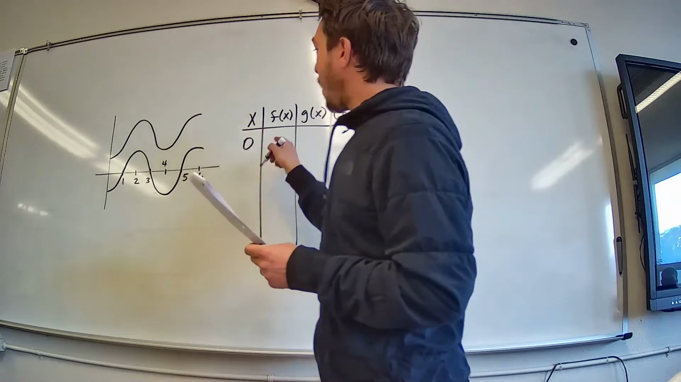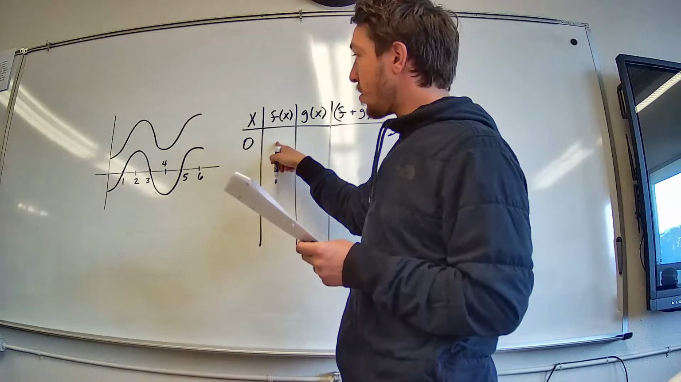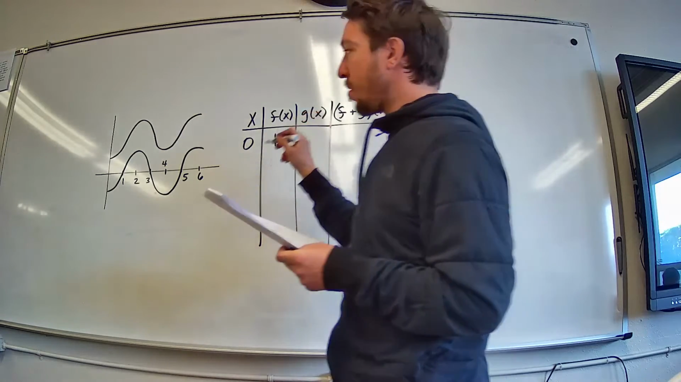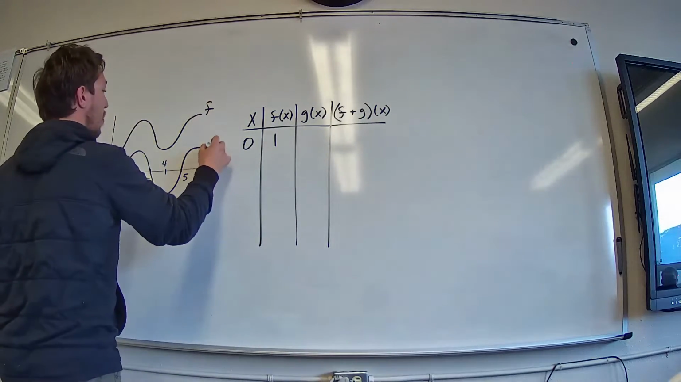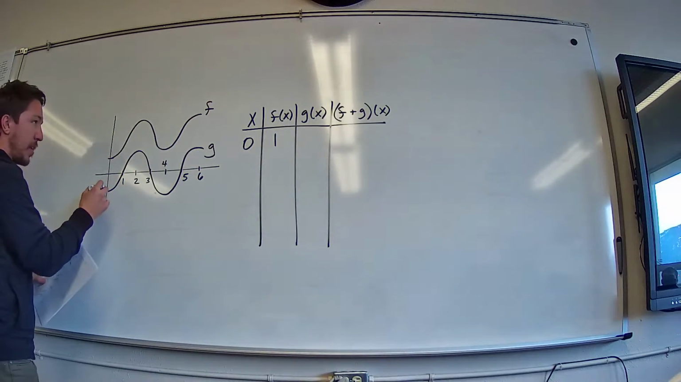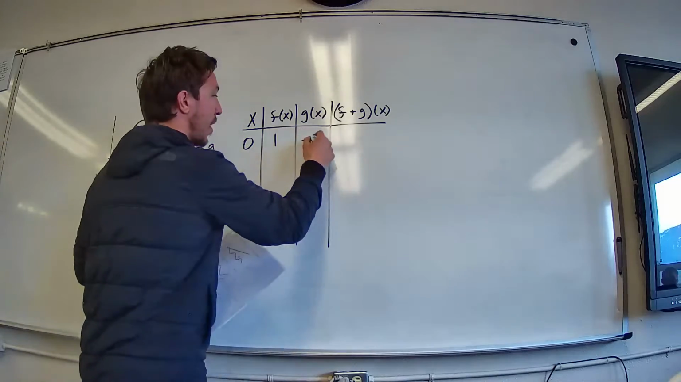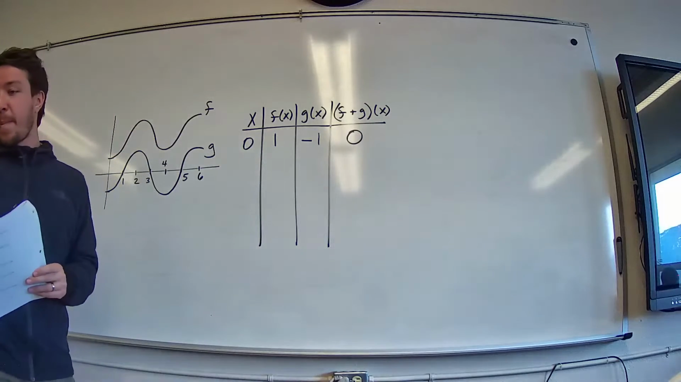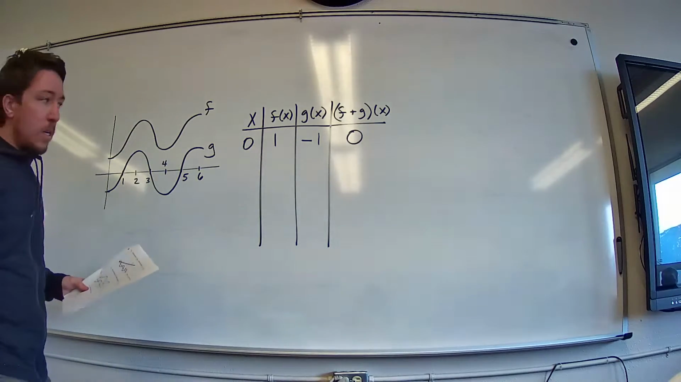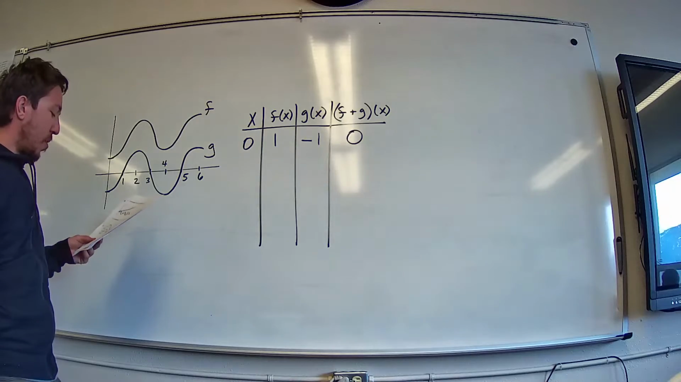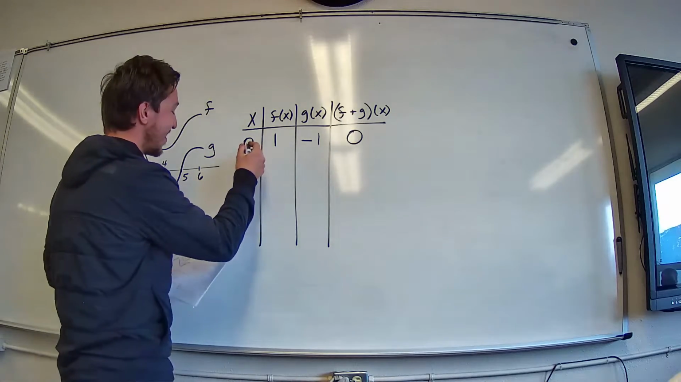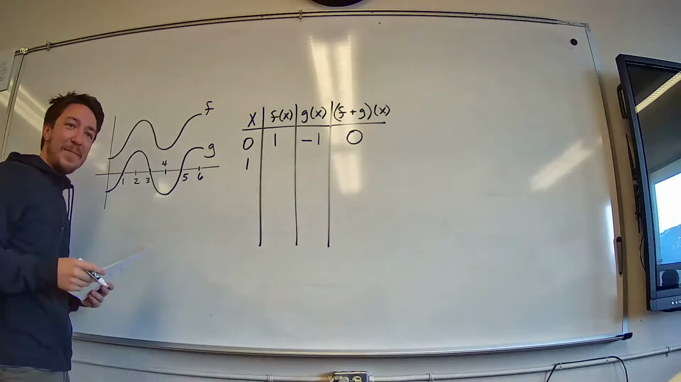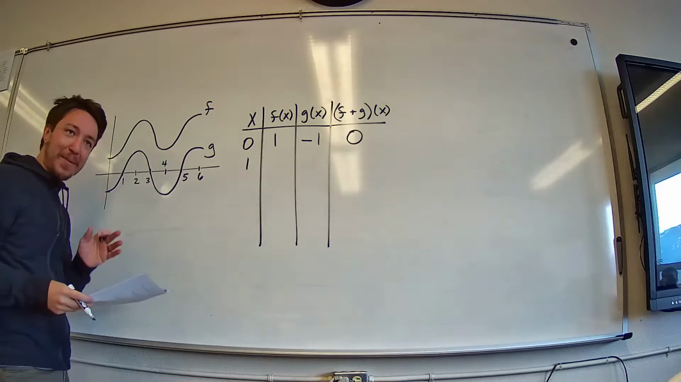When x is 0, how big is f of x? It's positive 1. Oh, sorry, this one's f. It's at 1. How big is g of x? Negative 1. So how big is f plus g of x? 0. How do we feel about that? I like it. Draw a line in the middle, in between.